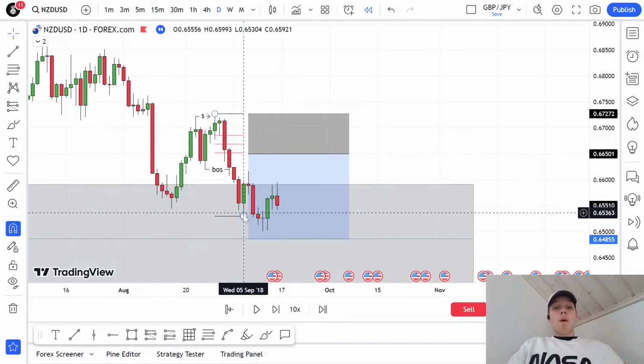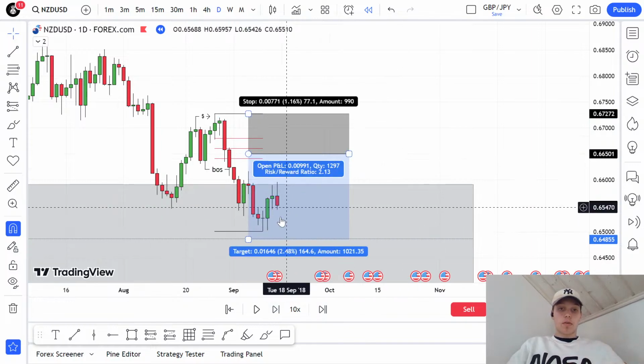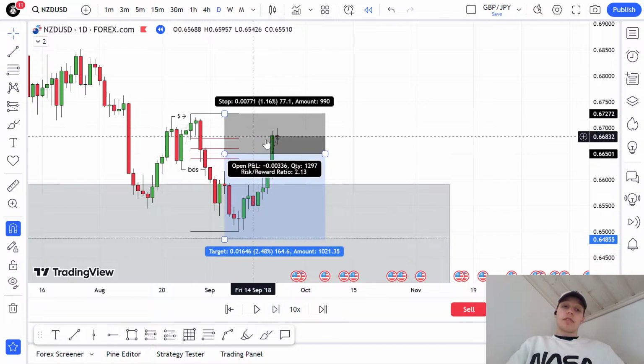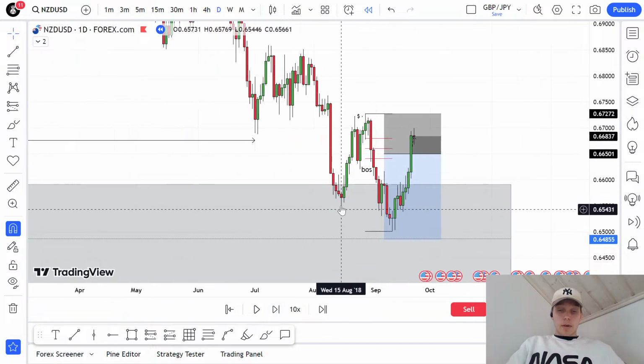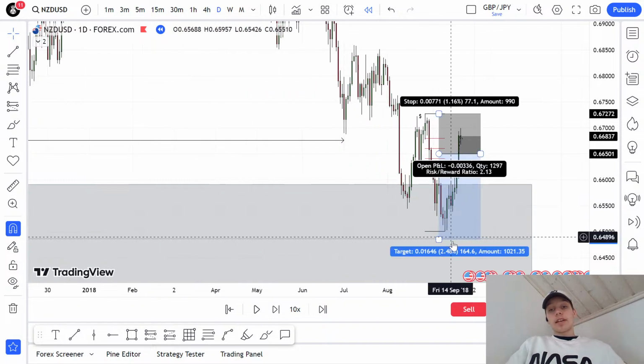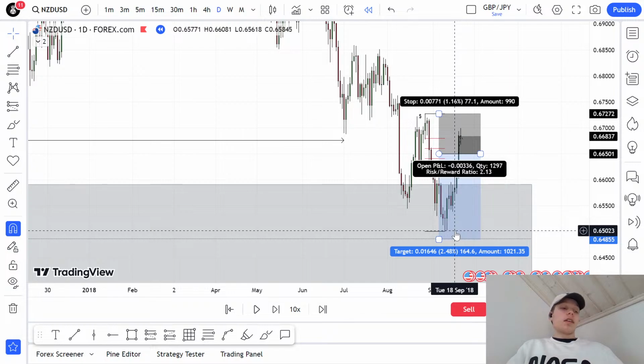Okay, now we've smashed lower. We haven't really mitigated this, and at this point I wouldn't take this anymore because we have taken this liquidity once more. We mitigated deeper into this order block, so this is not a setup that I would want to indulge in anymore.